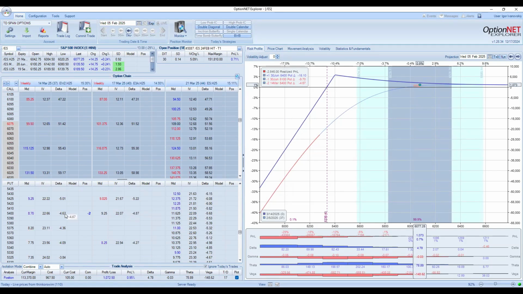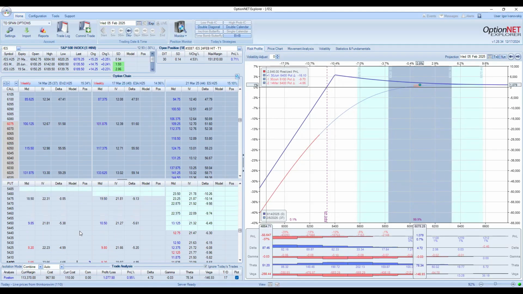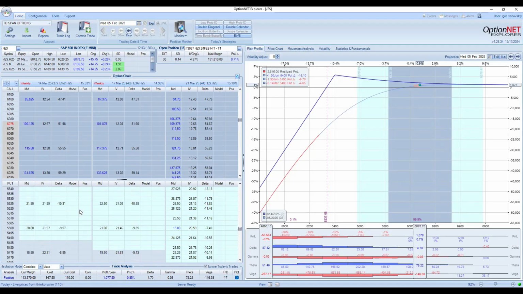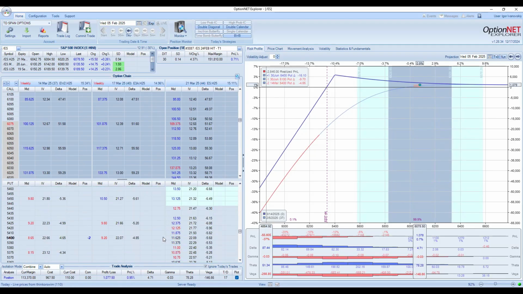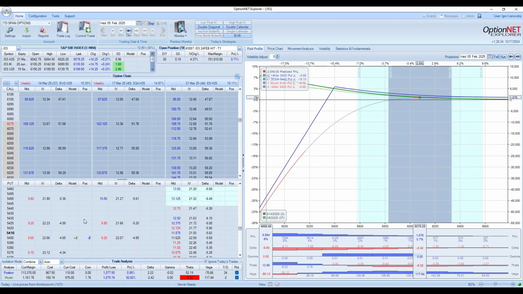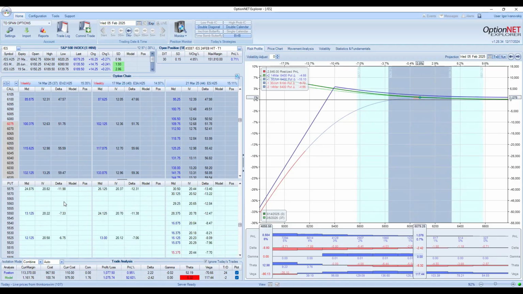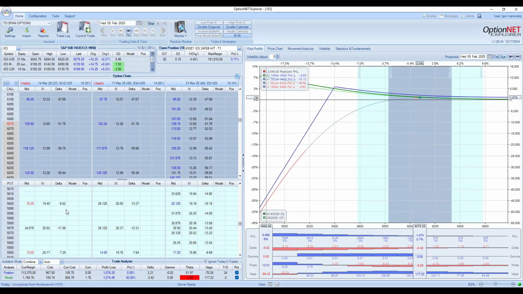So now you could say that I'm undoing the fixing that I did in the last step, but I'm rolling these puts. I'm going to buy back the 5,400 puts, and I'm going to roll them up to 5,600. It's 2, and then sell to open the 5,600.